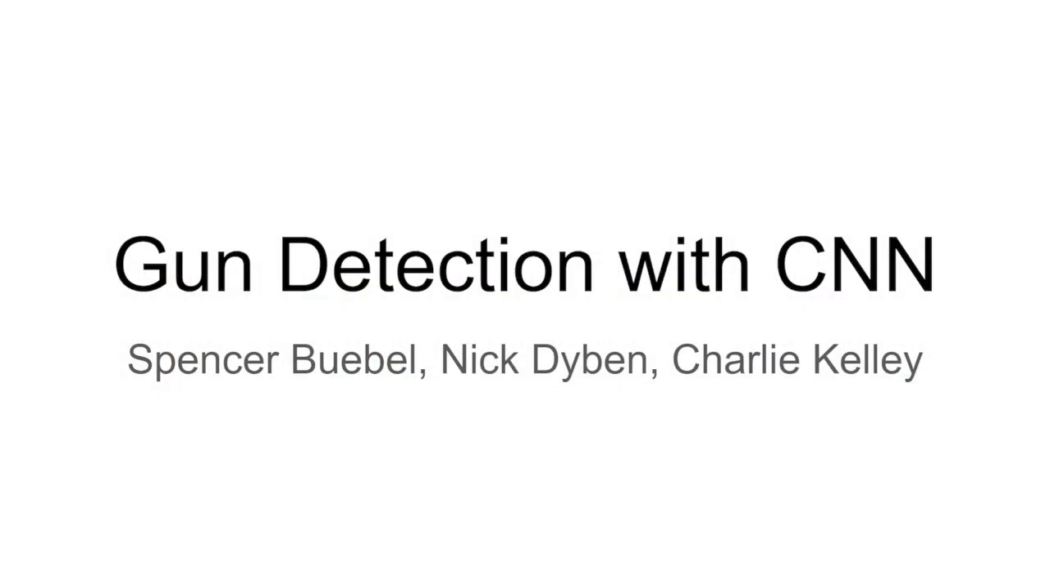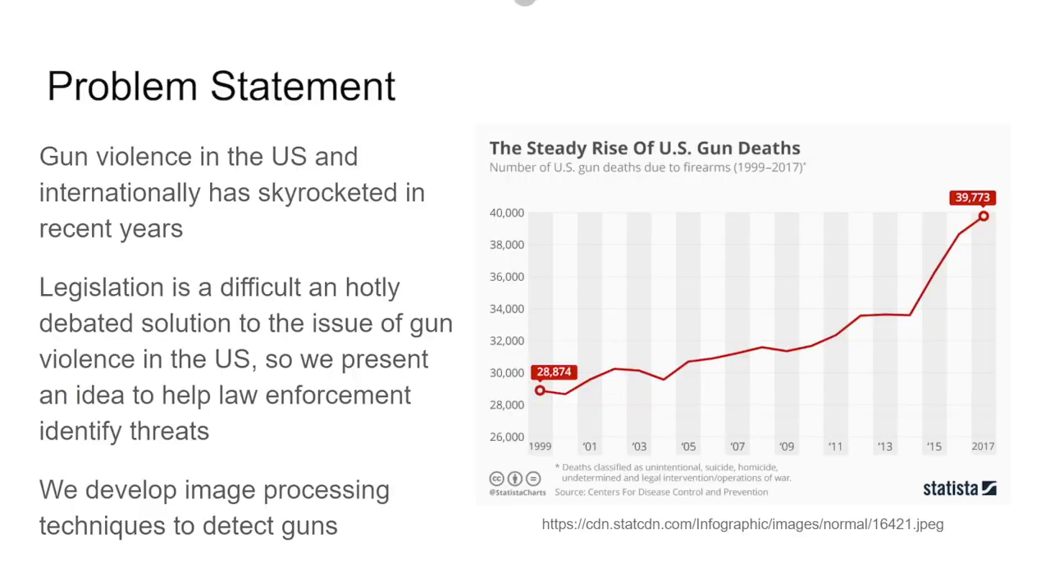Welcome to Gun Detection Utilizing Convolutional Neural Networks, presented by me, Nick Diben, Charlie Kelly, and Spencer Bubel. To start off, the reason for our project is that gun violence has drastically increased, both in the U.S. and around the world, and we believe that image processing can be used to solve this problem. To be more specific, we believe that using an image processing technique to identify weapons and potentially even types of weapons could help law enforcement around the world.